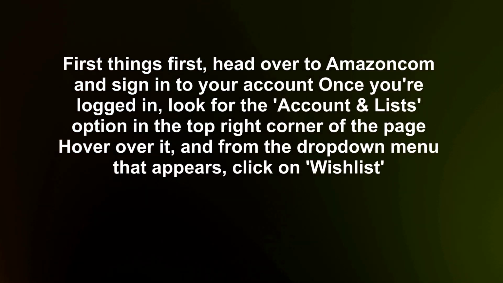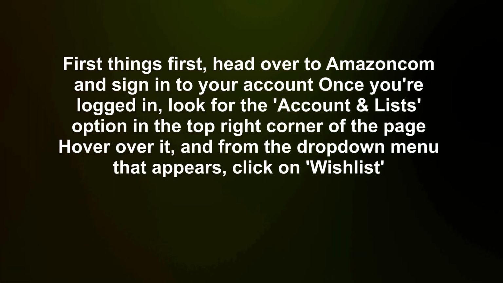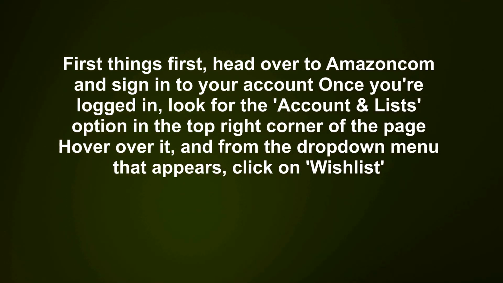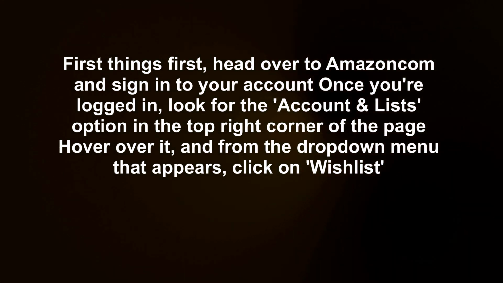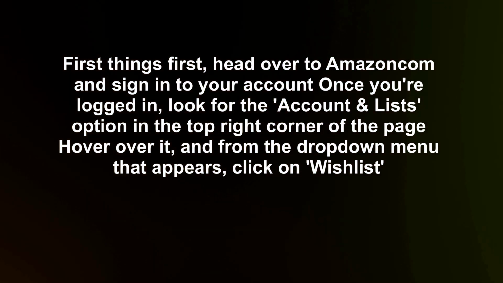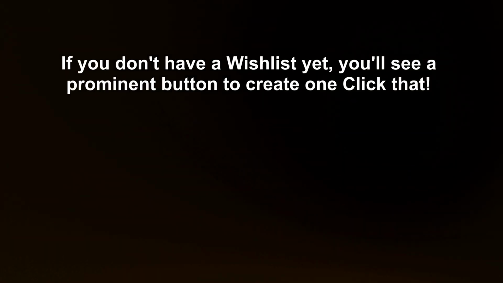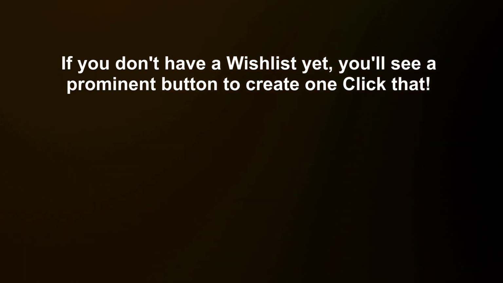First things first, head over to Amazon.com and sign into your account. Once you're logged in, look for the Account and List option in the top right corner of the page, hover over it, and from the drop-down menu that appears, click on Wishlist. If you don't have a wish list yet, you'll see a prominent button to create one.